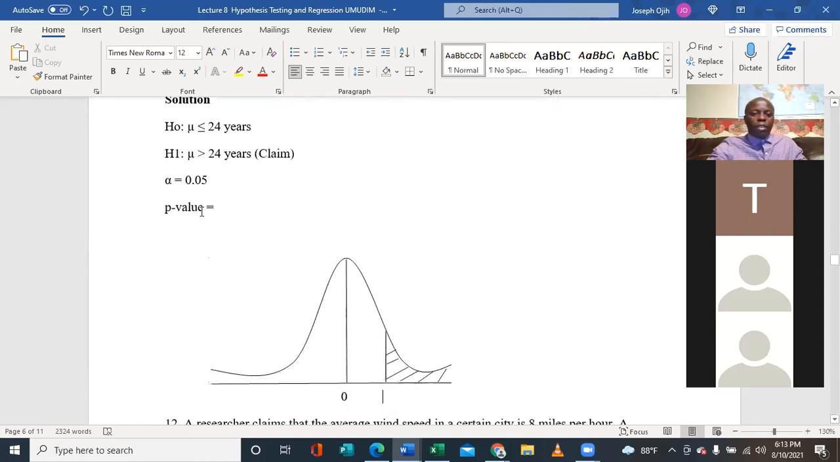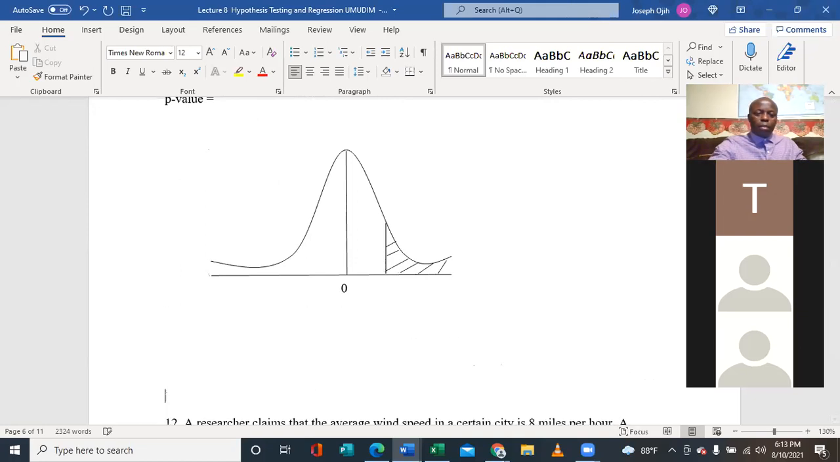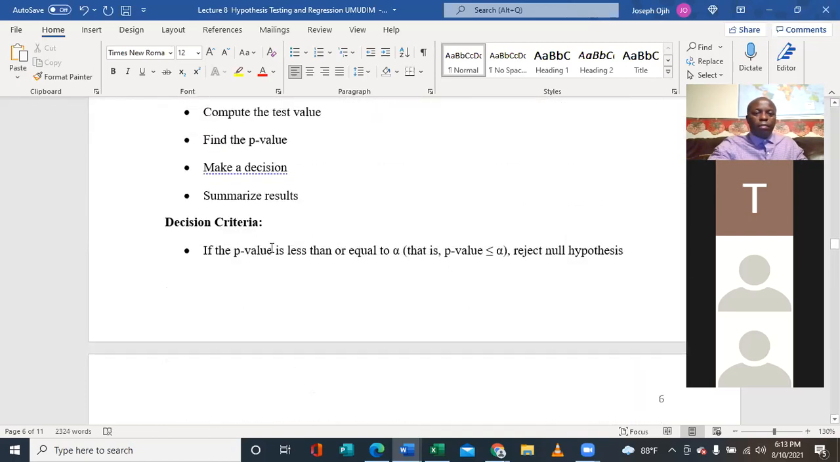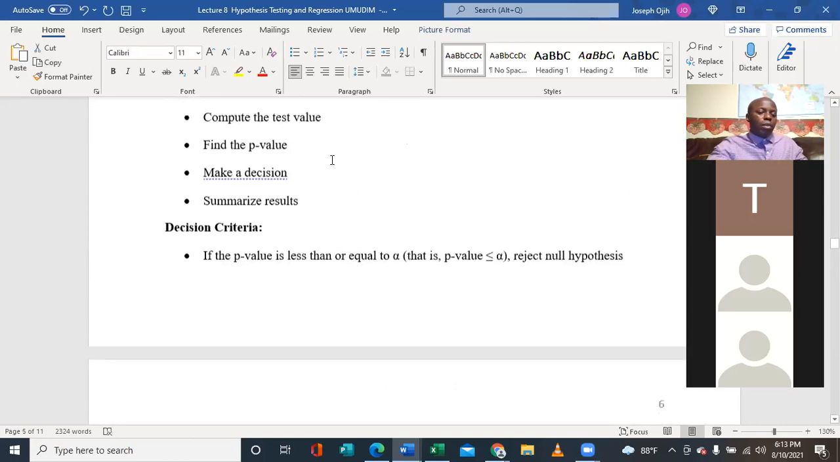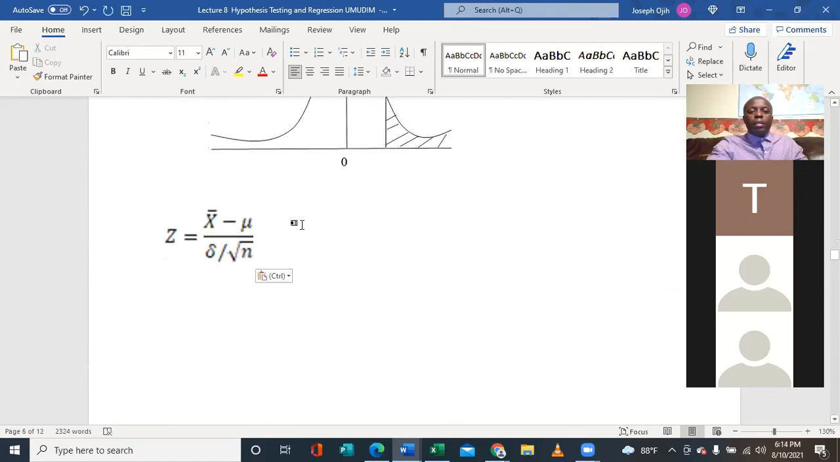Z, remember the formula for Z? The formula is right here. I think I copied it. Z equals X bar, which is the sample mean, minus the population mean, divided by the standard deviation over the square root of n.